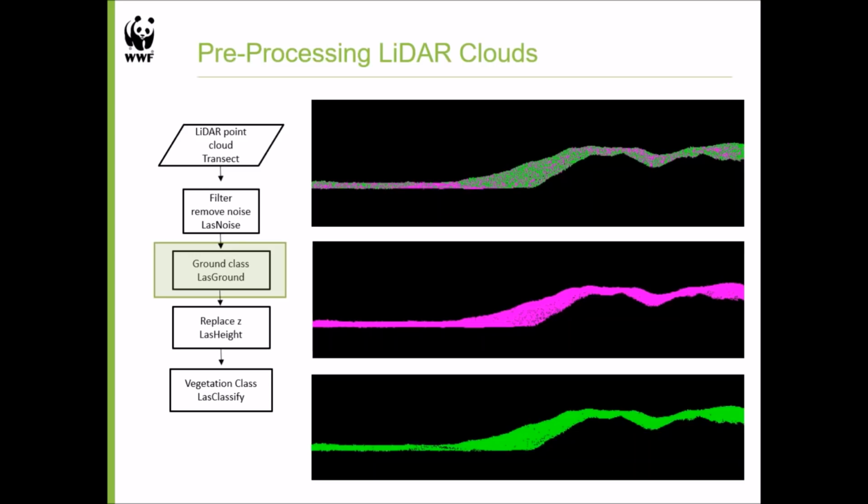I put this example. It's a very hilly transect. It's not common in the Amazon. Most of the time you have flat ones, but this is one that's a bit hilly. The pink points are classified as soil, and the green ones are classified as not soil, not vegetation yet. Okay.